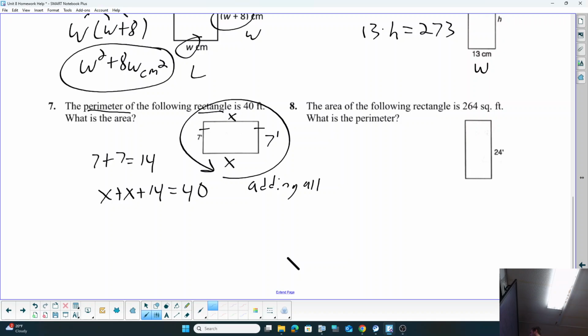Adding all the way around. Adding all the way around. If I can spell the word around.